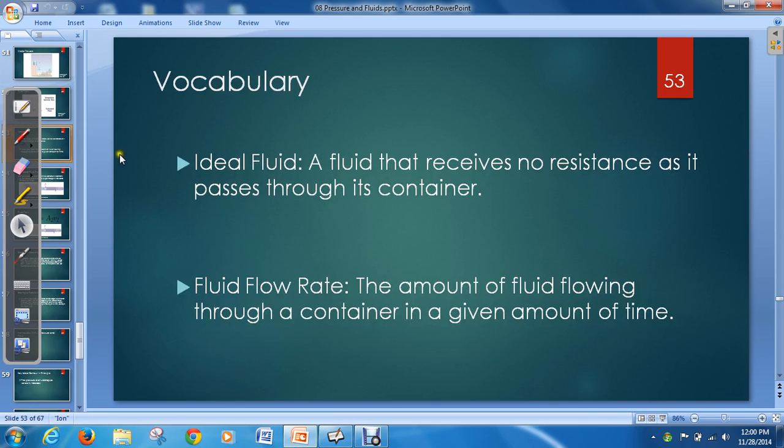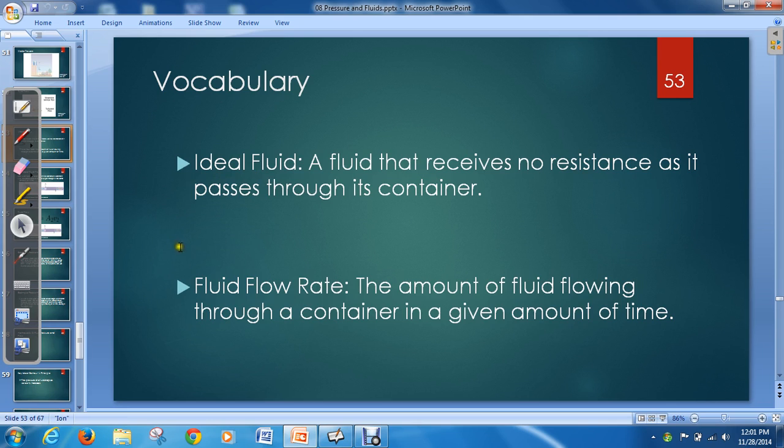And so we have what we call an ideal fluid, or basically a fluid that receives no resistance as it passes through a container. Again, this isn't a realistic situation. Most fluids are not ideal, but we're going to make this assumption when we do the math just to make the math a little bit easier. We'll still get pretty good results from this. But again, we are thinking of things as an ideal fluid.